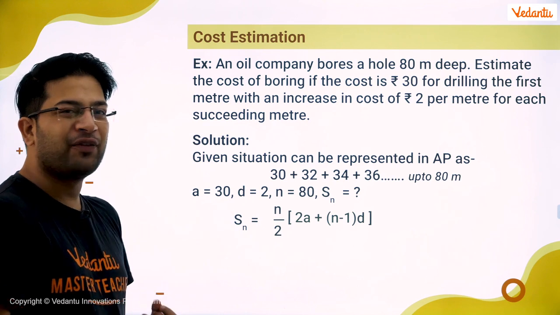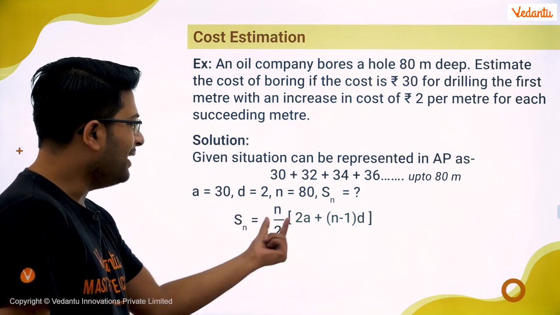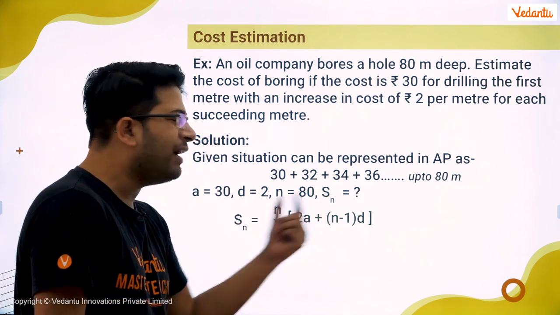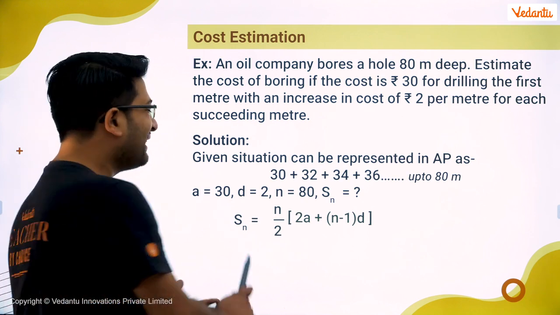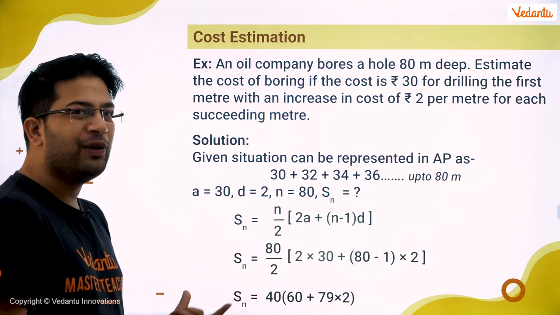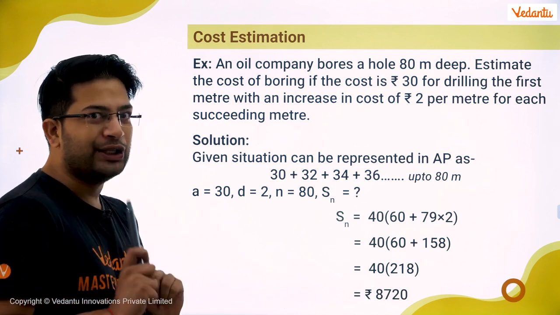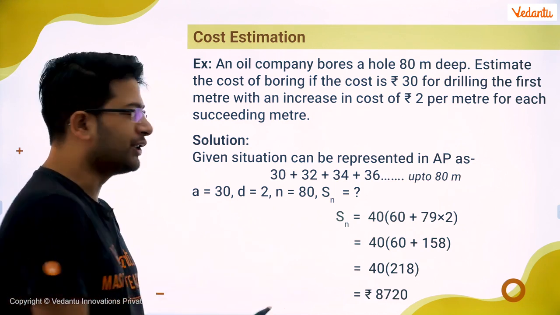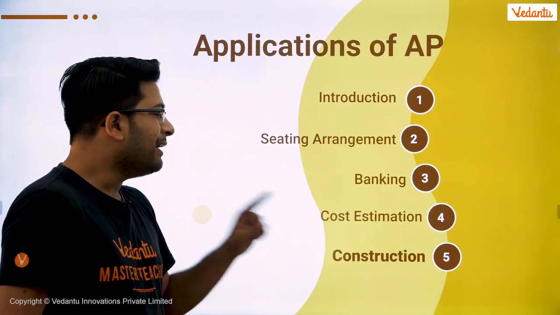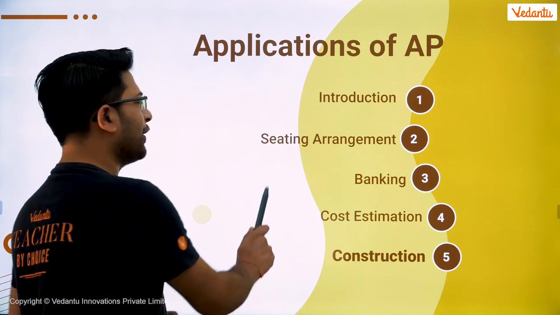Simply apply the formula of Sn. We know the value of n, we know the value of a, we know the value of d. Tada, right? Simply put the values, champ, and you will get the answer of Sn. But no mistake in the calculation, okay? No silly mistake in the calculation. Okay, very good. Now, champ, let's see one question of construction also.